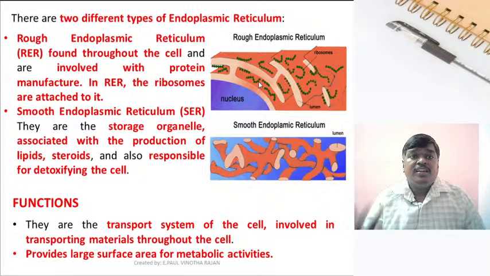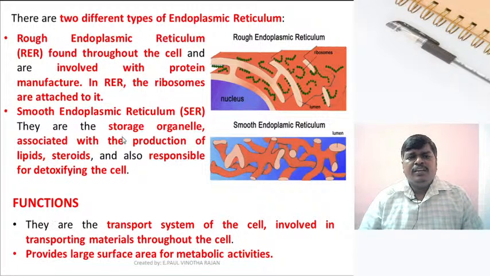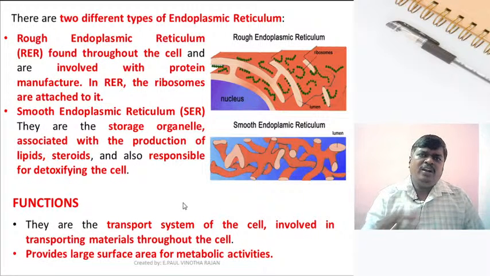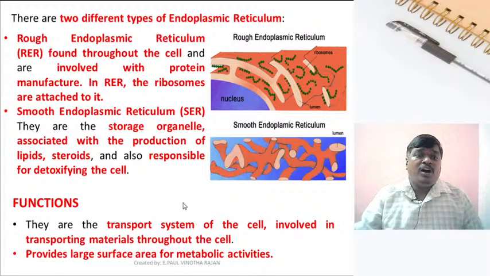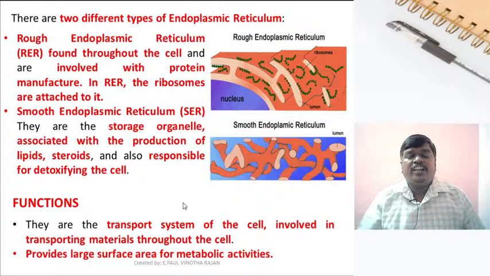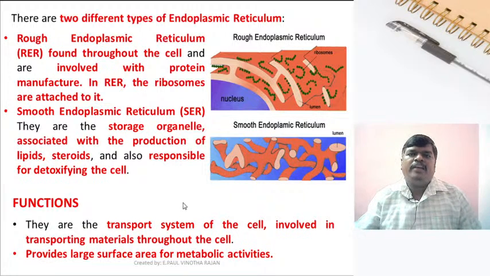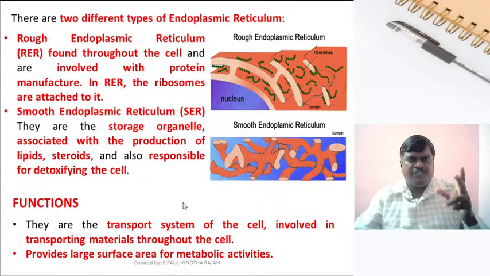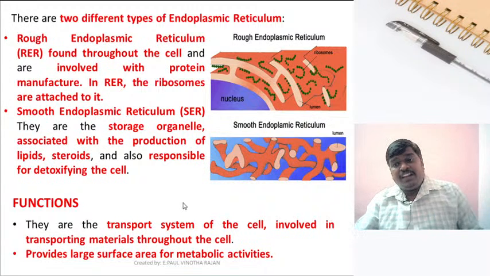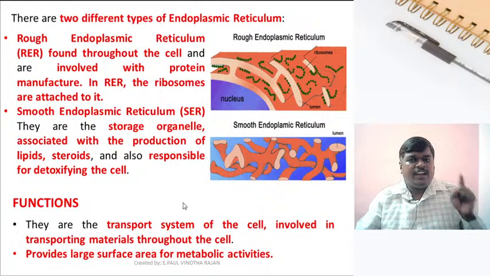Whereas the SER is a storage organelle. It is involved in the synthesis of steroids and lipids, and is also responsible for detoxifying the cells, the removal of toxins. That is also done by the smooth endoplasmic reticulum. So RER, SER, you are able to differentiate, right? RER means it contains ribosomes. And in SER, ribosomes are absent.